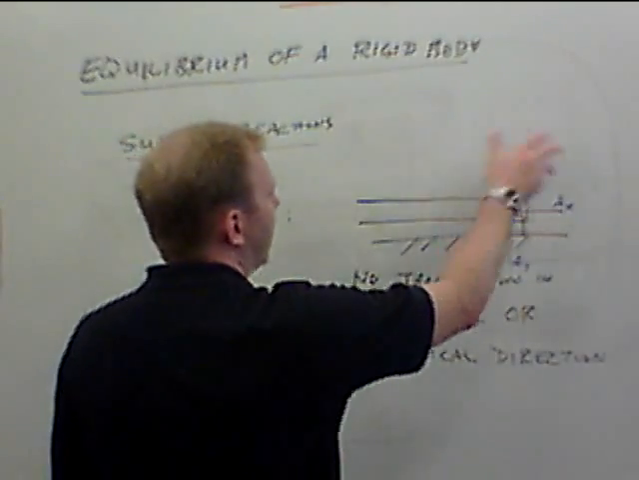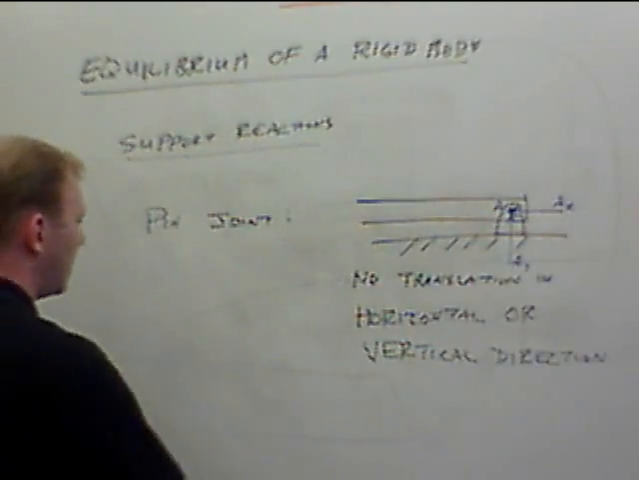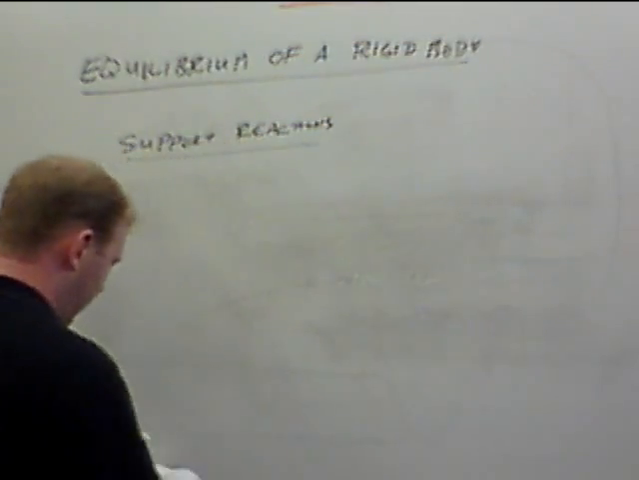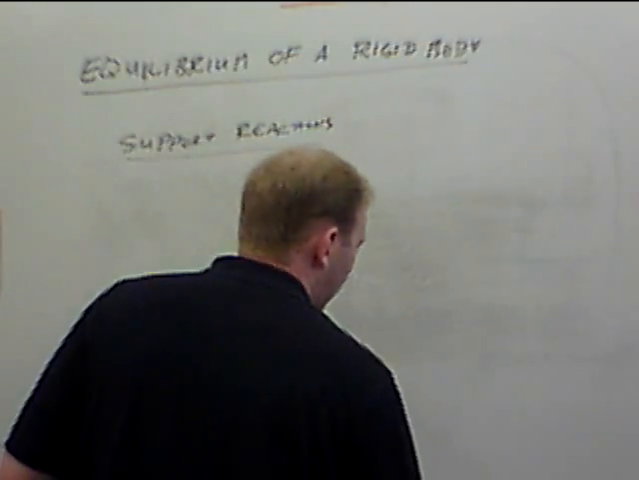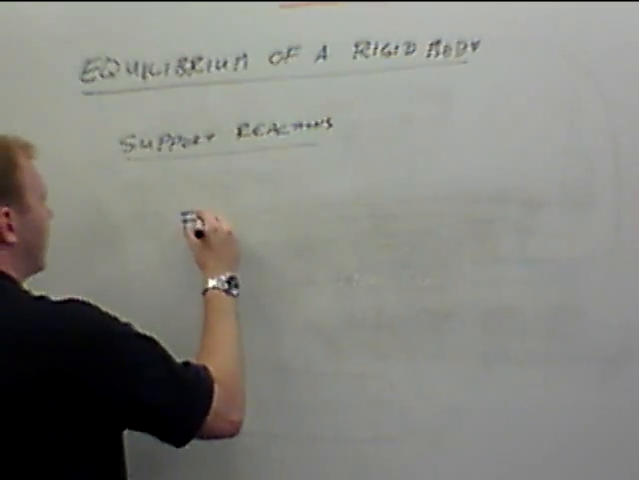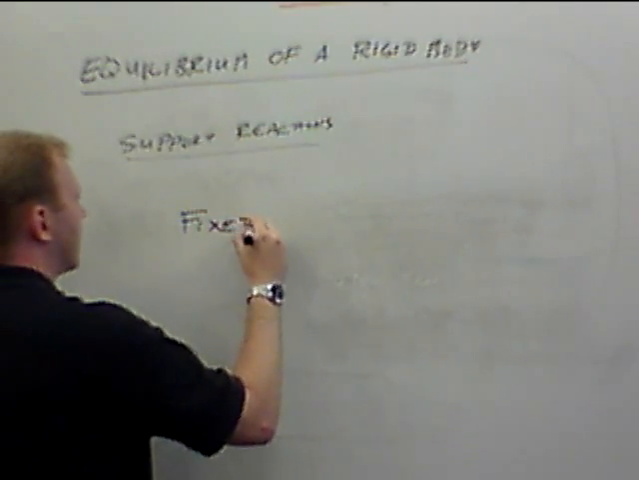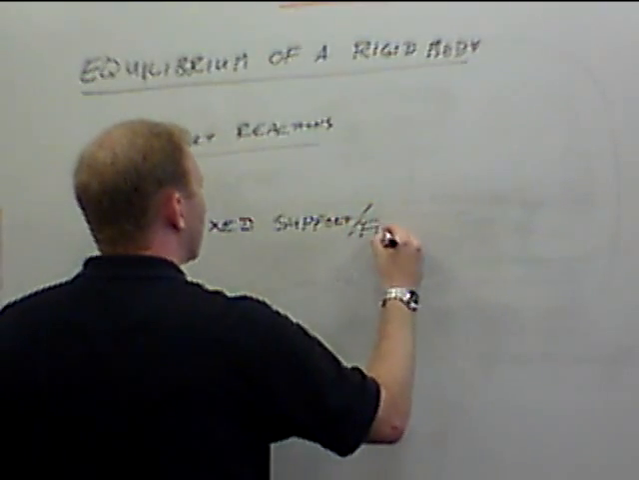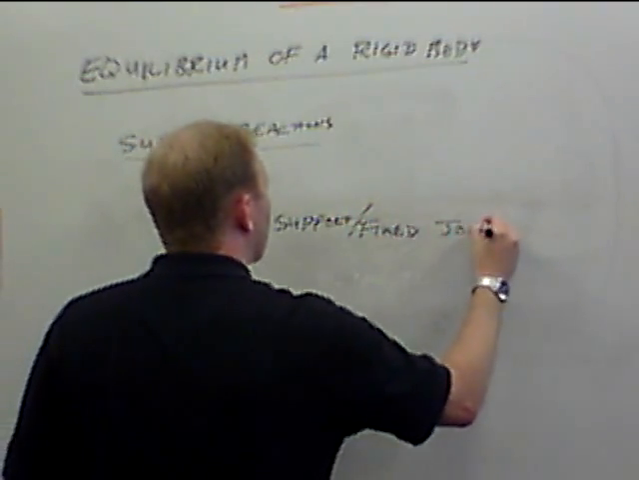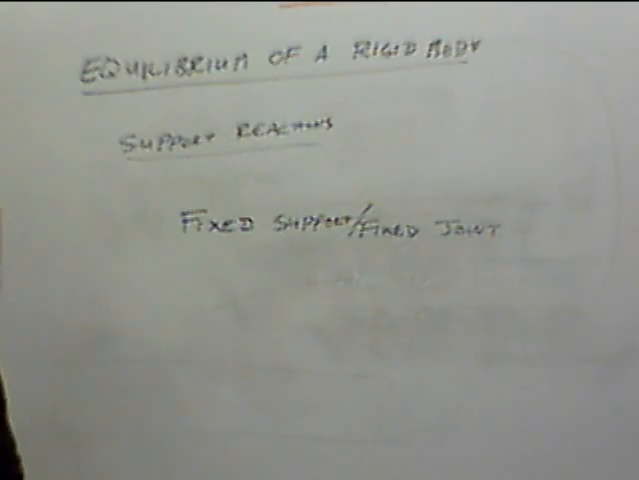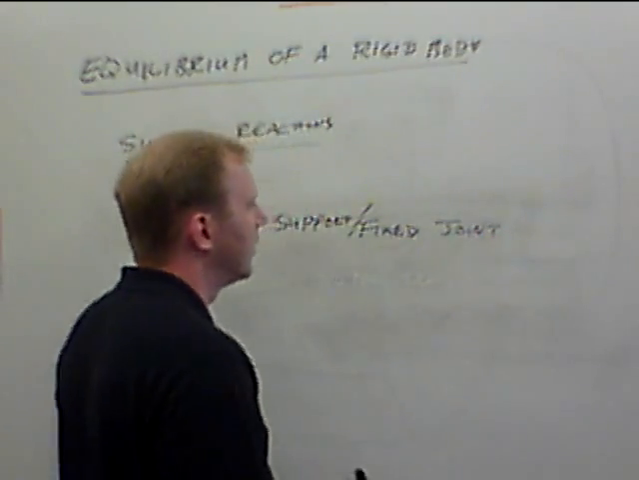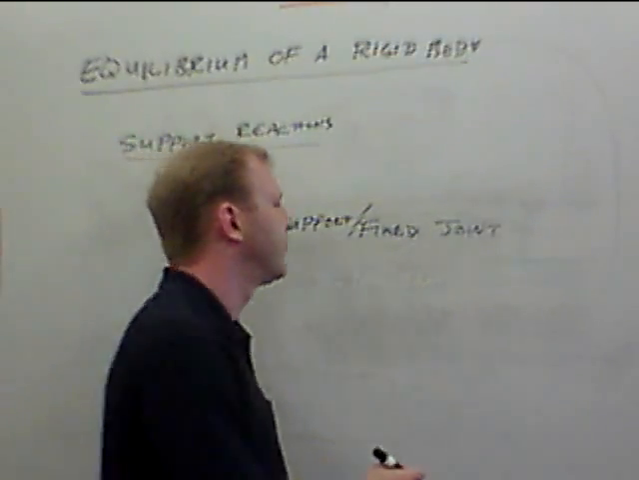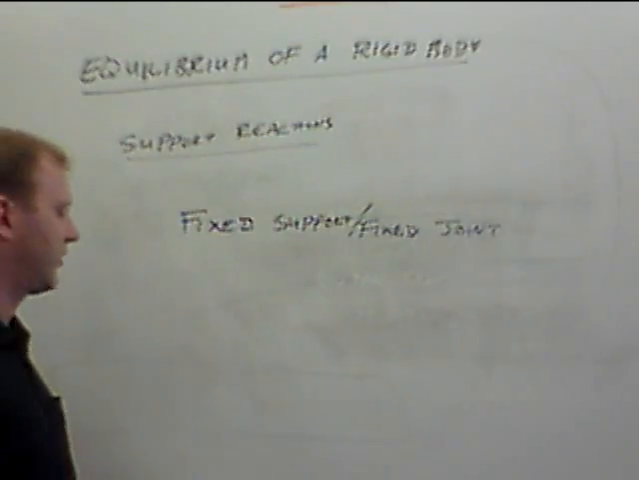Note that it does still allow rotation around the pin. The last one is kind of an oxymoron. It's called a fixed support or fixed joint. Calling a joint fixed doesn't seem intuitive to a lot of people, but again, a joint is any time two objects are connected here. It can be a fixed joint if it just doesn't allow movement.